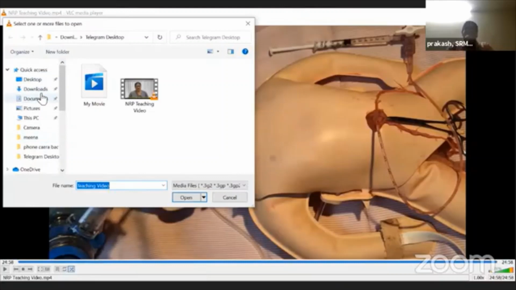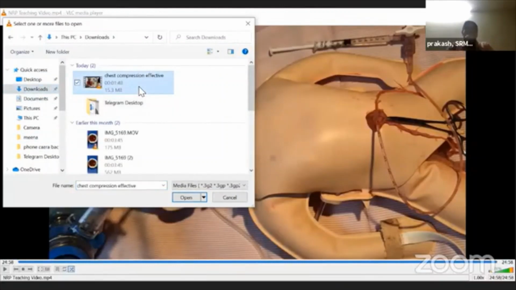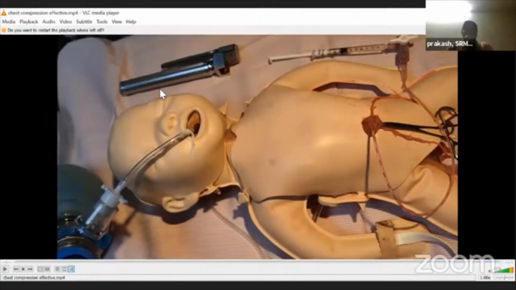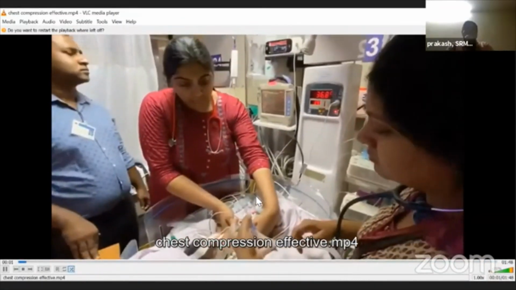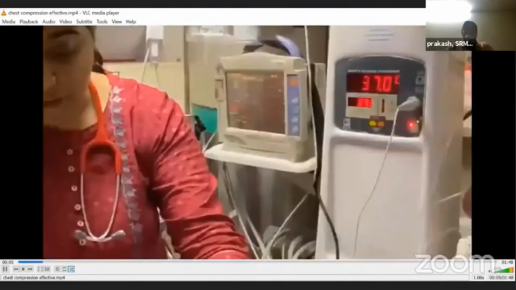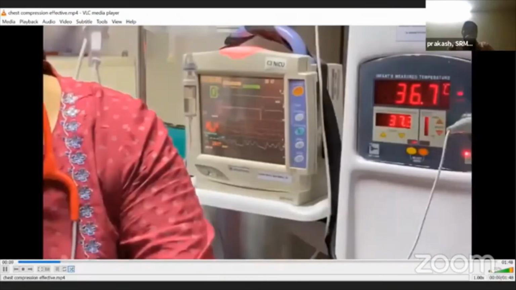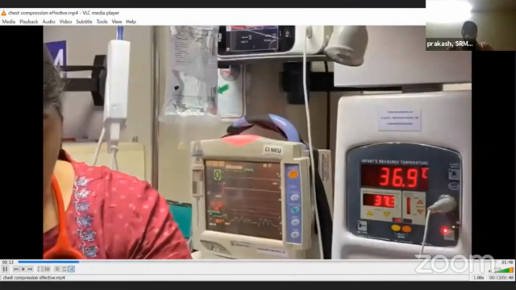And then, depending on the unit policy, you can proceed to give whatever you would like to. Now, there's just a real-time video which you could use to demonstrate how the chest compression has been helpful. This baby was on HFOV, and then you could see that the heart rate has become 0. We started providing chest compression. We have not yet given adrenaline because it has just become like that the first time.